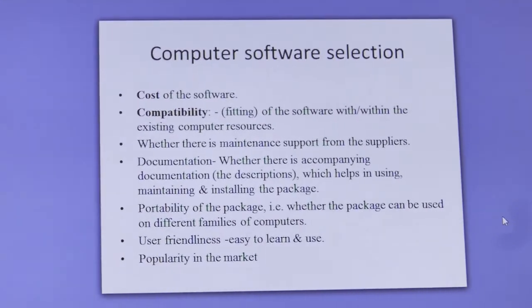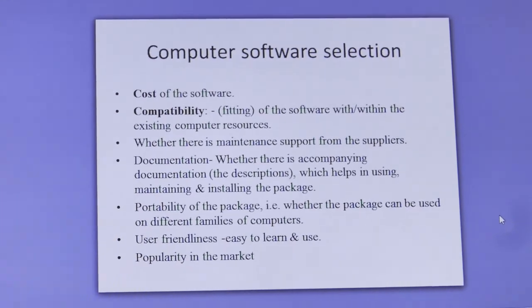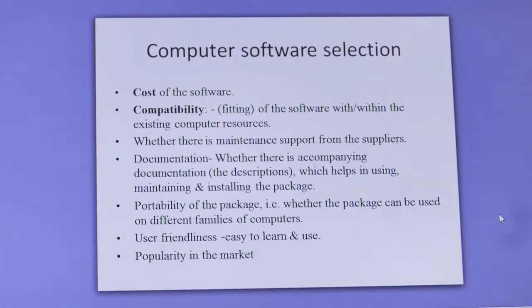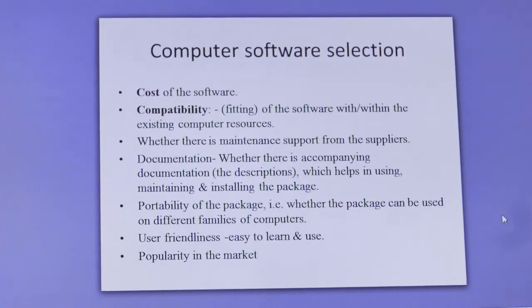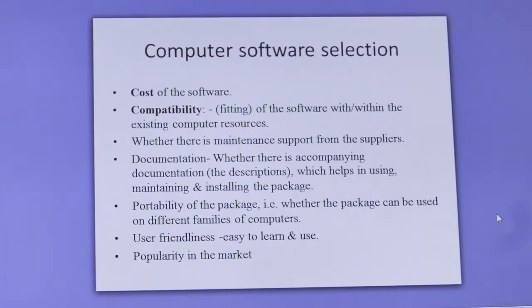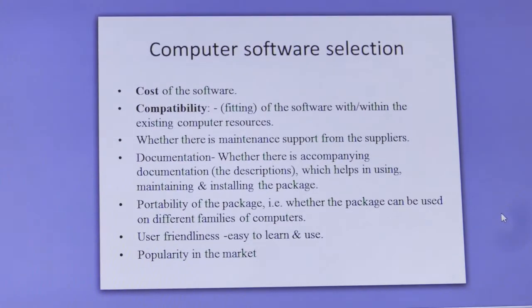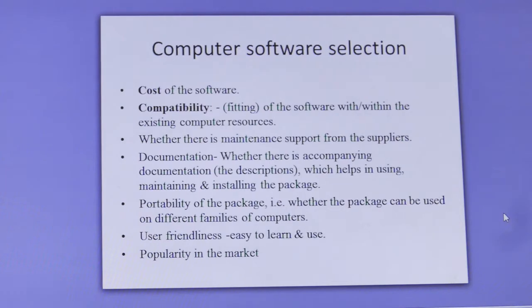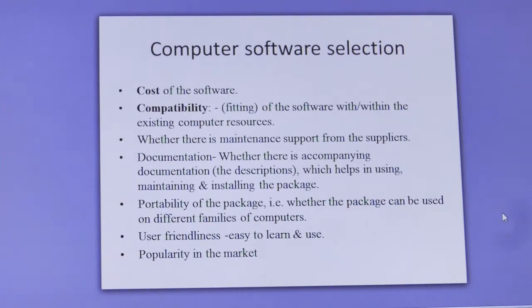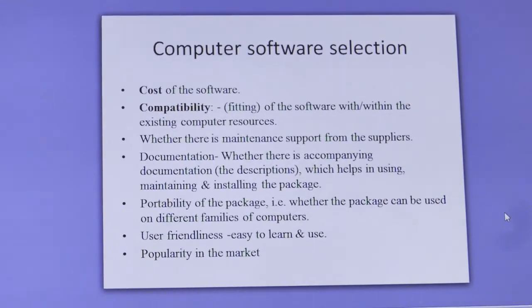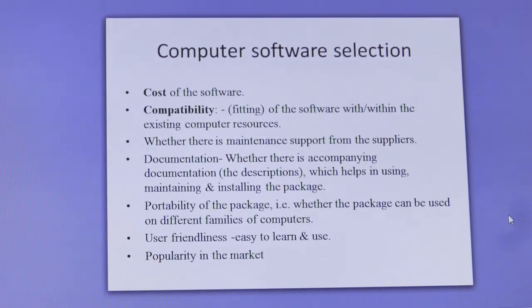One, you have to check on the cost of that software. You have to check on whether it is more expensive, whether it is less expensive, and so on. Compatibility. This is when you want to know whether it fits within the computer system or resources that you have at hand. Then also you have to check whether there is maintenance support from the suppliers. For example, after he sells to you, whether there is follow-up, and if it is not functioning, whether there is any repair or maintenance.